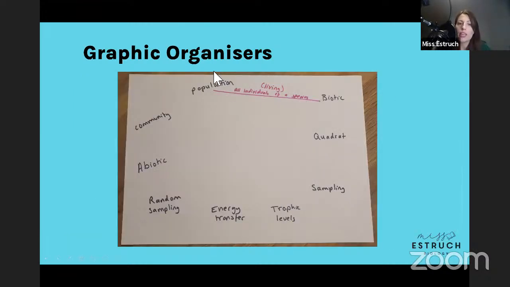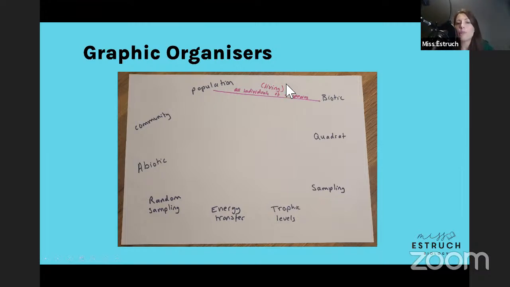So I've got an example here for you. Population, I've drawn a connecting line to biotic factors. And that is because the population definition is all the individuals of a species in a particular area at the same time.